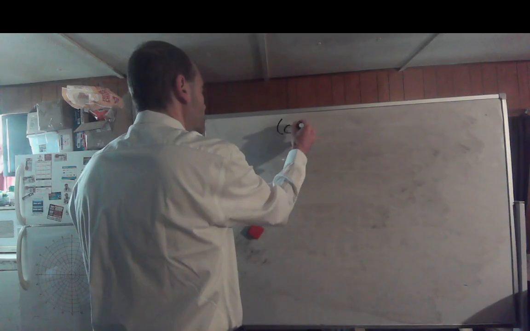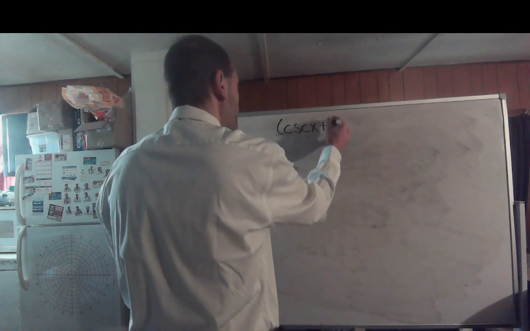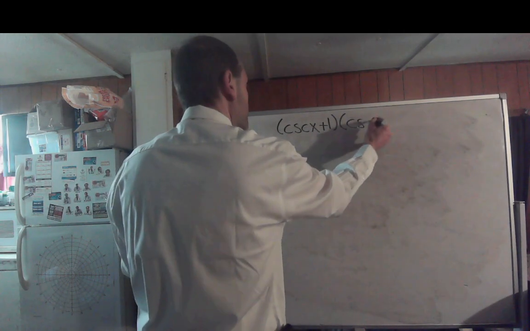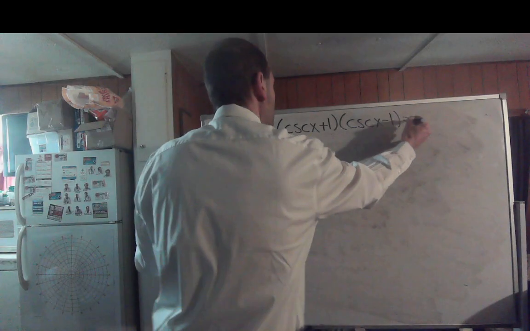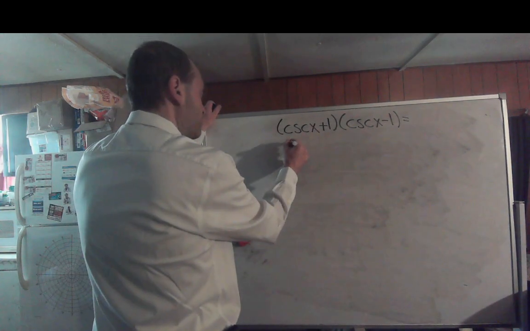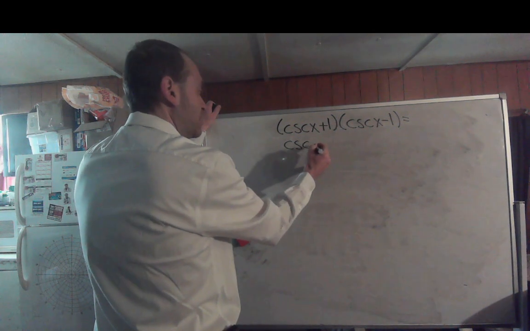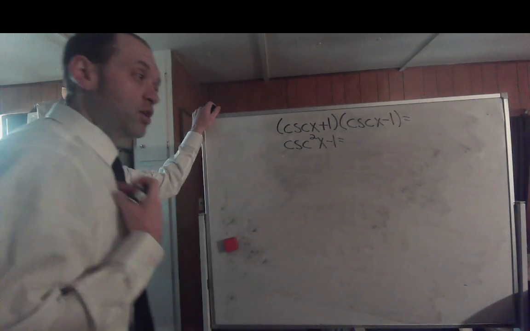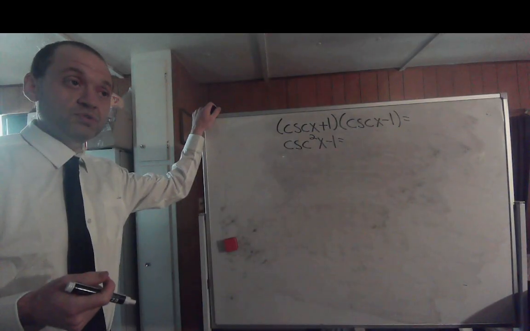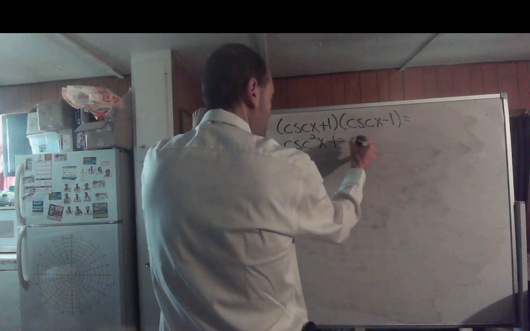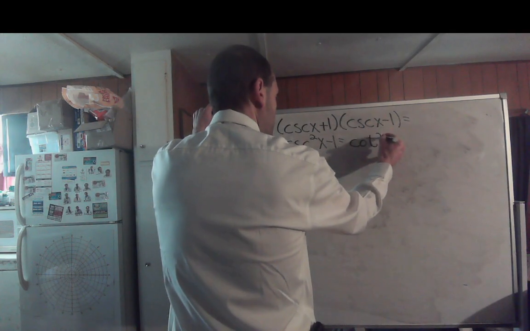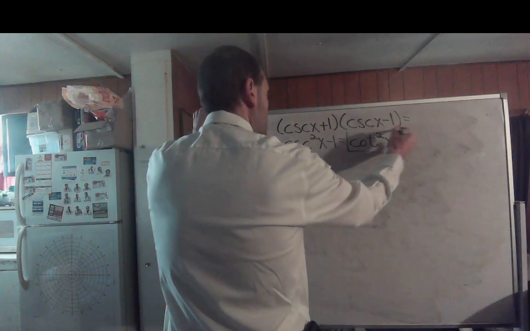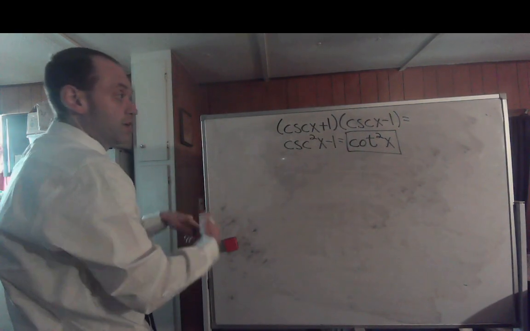Alright, let's see. Cosecant of x plus 1 times cosecant of x minus 1. Well, this should expand into cosecant squared of x minus 1. Well, we know 1 plus cotangent squared is cosecant squared, so this means cosecant squared minus 1 would end up being the cotangent squared. So this will be the cotangent squared of x.